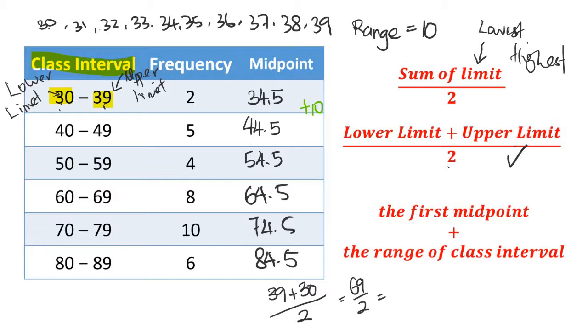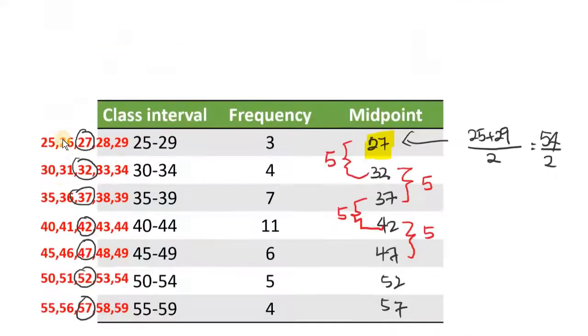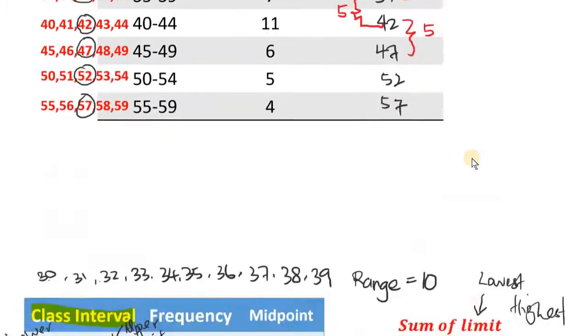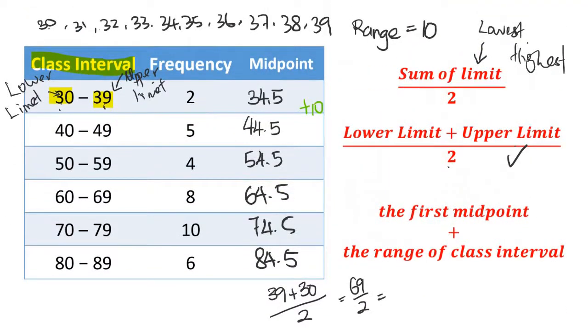So this is how I complete the frequency table with midpoint. Everything here is a midpoint. What is the meaning of midpoint? Midpoint is the middle value for every class interval. Sorry, this one has a wrong spelling, it should be class interval. So every class interval has a different midpoint. I hope you understand this part.